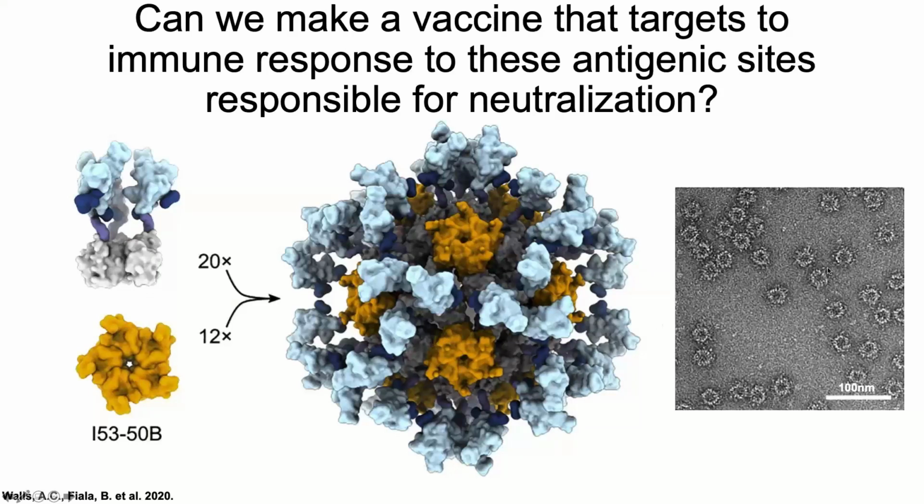And we can look at this by negative stain electron microscopy, and we can characterize it also by cryo-electron microscopy and see that we have these beautiful homogeneous nanocages that are displaying the receptor binding domain.